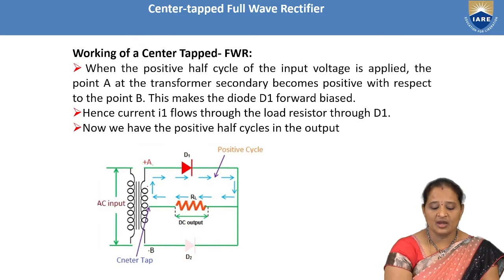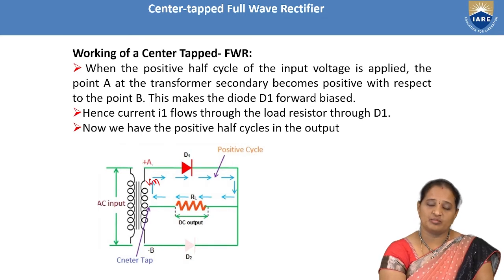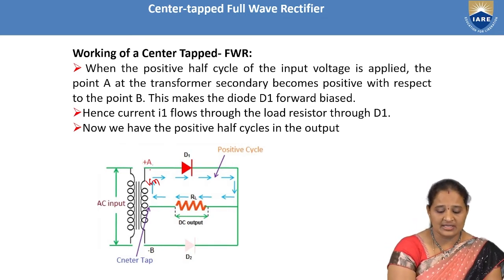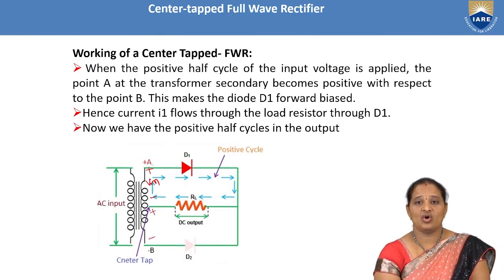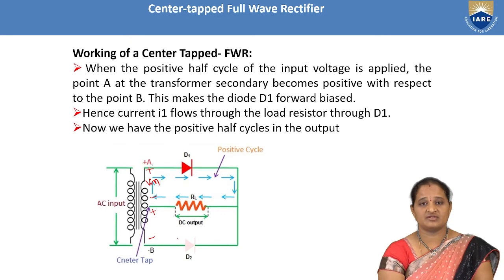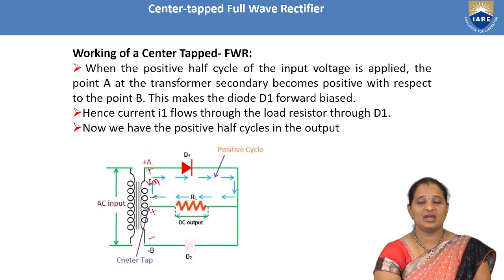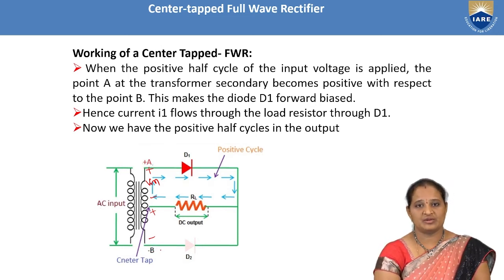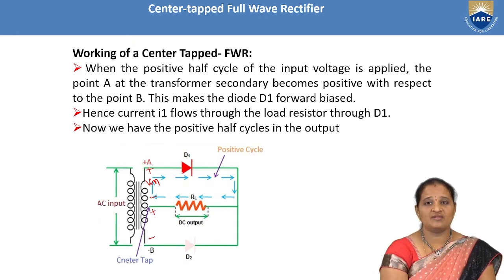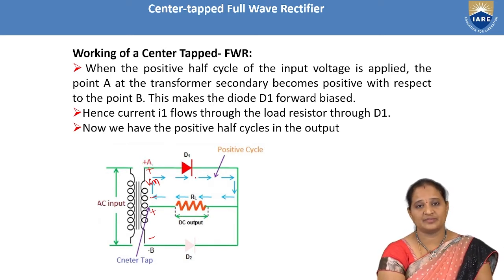So we will be getting equal voltage at the two halves of the secondary winding, but opposite polarity. That is plus minus in the upper half and plus minus in the lower half. So that means during the positive half cycle, point A is at more positive potential, whereas point B of the secondary winding is at more negative potential. And hence, as diode D1's anode is connected to point A, which is applied with more positive voltage, the diode D1 gets forward biased.